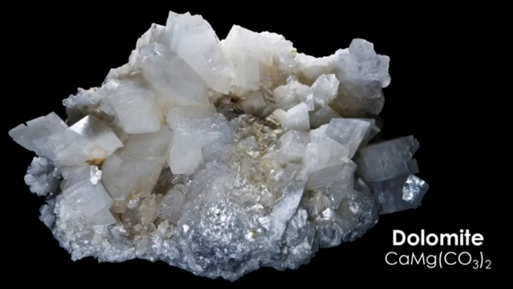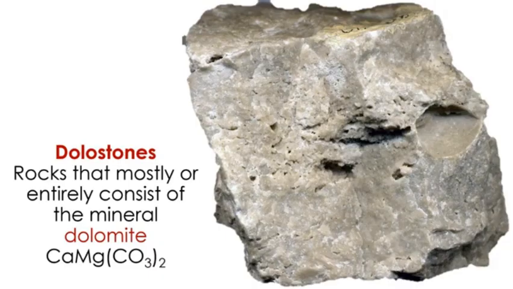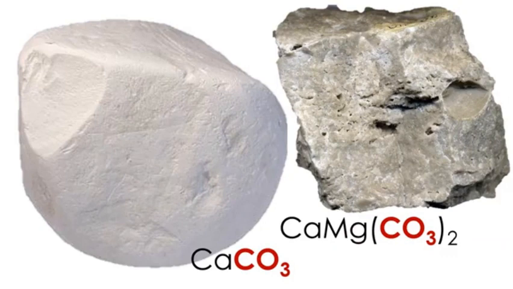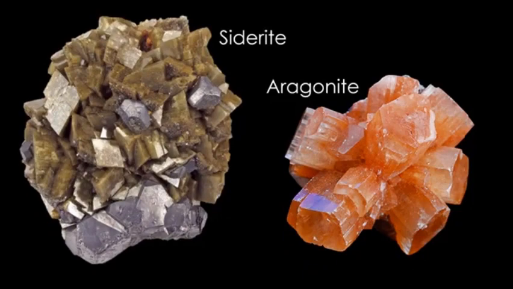Dolomite has a different chemical composition and crystal lattice structure than calcite. It consists of calcium, magnesium, and carbonate. However, dolomite occurs as a sedimentary rock called dolostone. A dolostone is a rock that consists mostly or entirely of the mineral dolomite. Limestones and dolostones are both considered carbonate rocks and have fairly similar properties, making them difficult to distinguish. Luckily, neither aragonite nor siderite make up similar rocks.